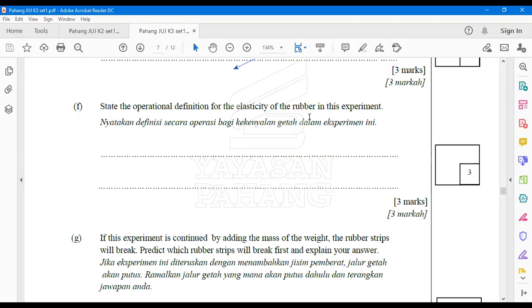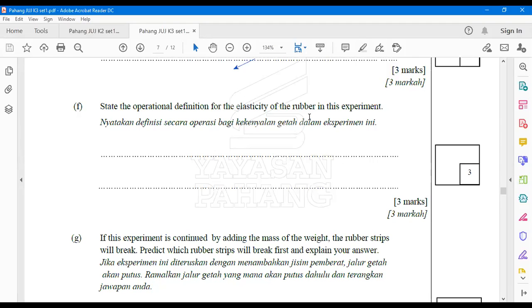How do you know that it is more elastic or less elastic in our question here? From the extension. Correct, from the extension. So which one will extend more? The natural rubber, right? So when it extends more, that means it is less elastic.